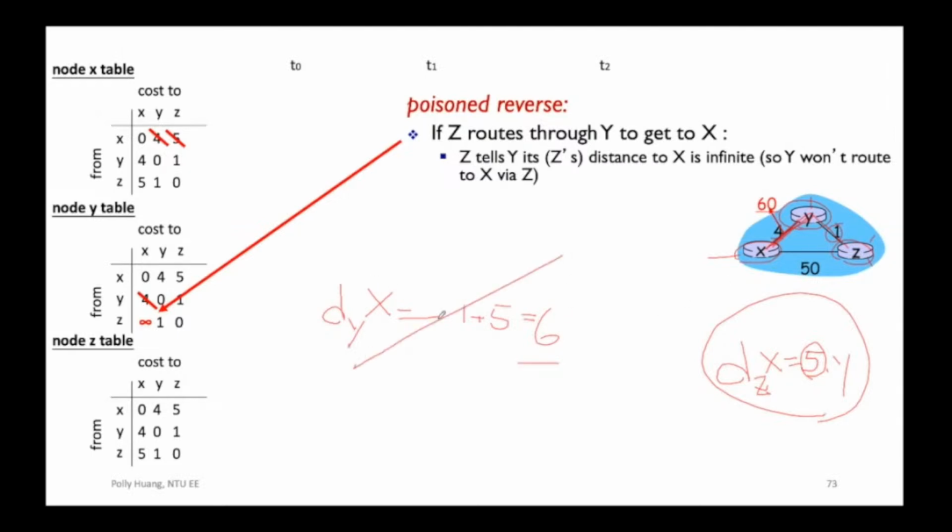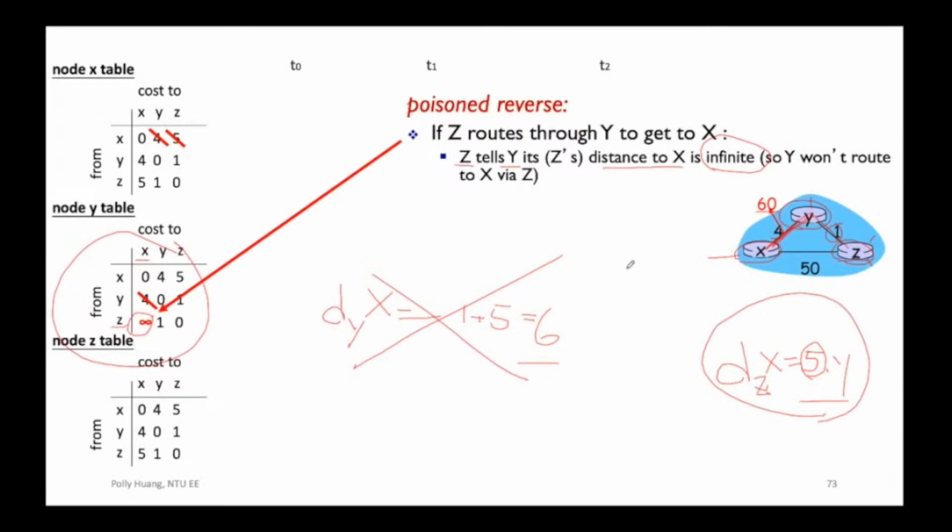So to avoid having confusion such as this, we should stop Z from continuing to tell Y this is the shortest distance. So Z tells Y instead that the distance to X is not 5, instead being infinite. And that is what you're seeing here: distance from Z to X in Y's table now being infinite.